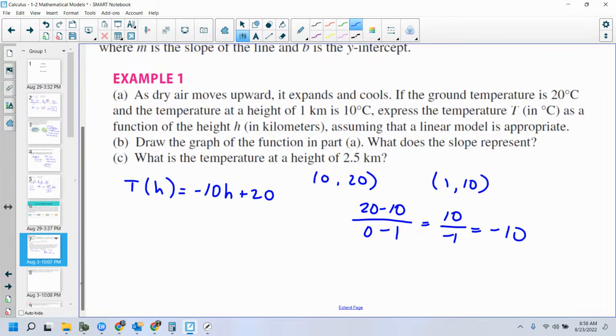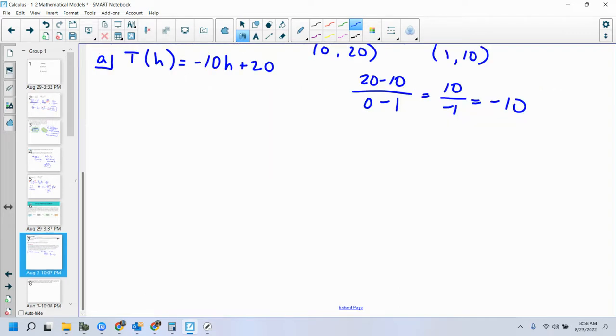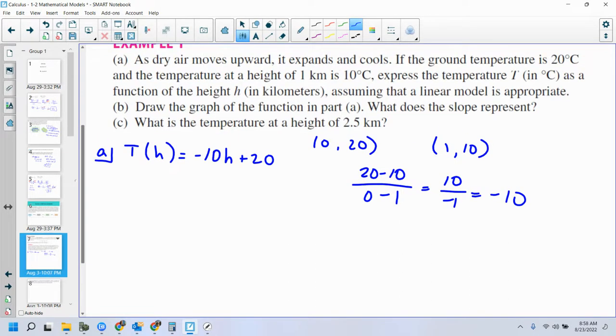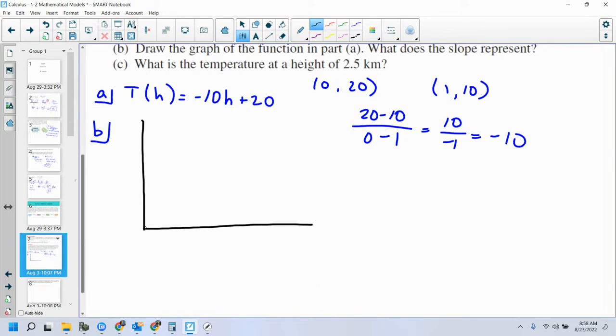All right, so let's draw the graph of the function and identify what the slope represents. Oh man, I still haven't gotten myself a good graph. Oh, that's okay. Did we talk about domain yet? No, we didn't talk about domain yet. All right, let's graph it then. I want to have a y-intercept of 20 and a slope of negative 10. And actually, I do this. Now, why am I doing this?